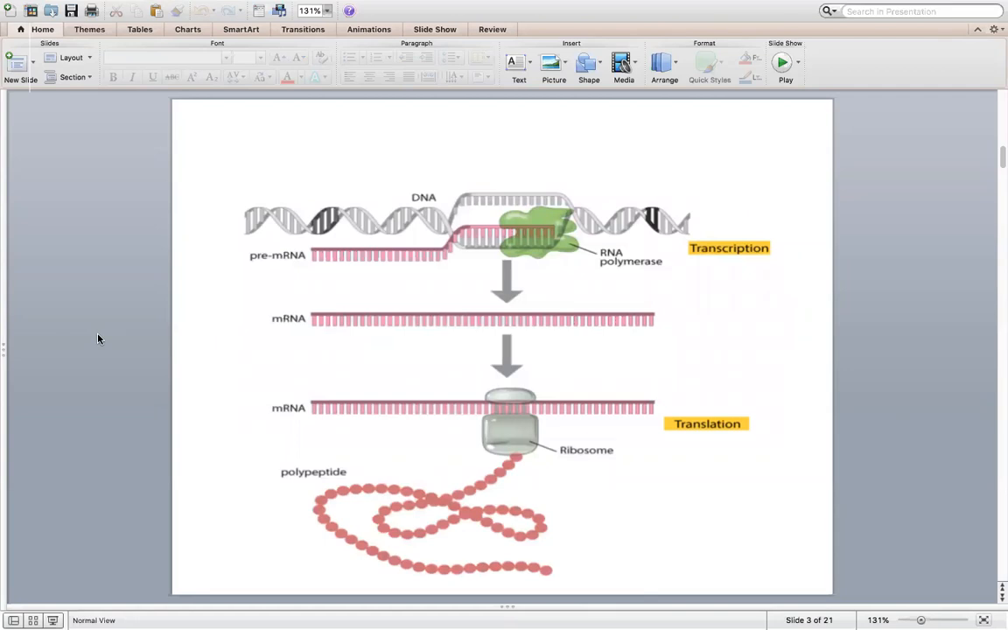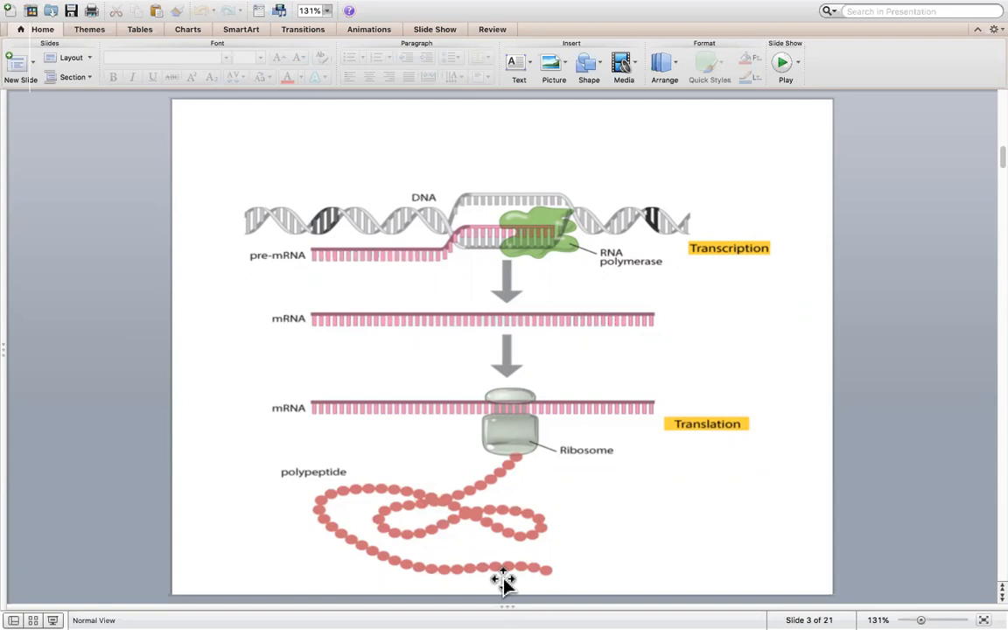And so just a little bit of an overview. During transcription, the double-stranded DNA separates and RNA polymerase begins moving in the 5' to 3' direction. And so as RNA polymerase is moving along that single strand of DNA, a strand of mRNA is going to be synthesized. It's important to note here that the direct product of transcription in eukaryotes is actually what's referred to as pre-mRNA, and that's the unedited form of mRNA.